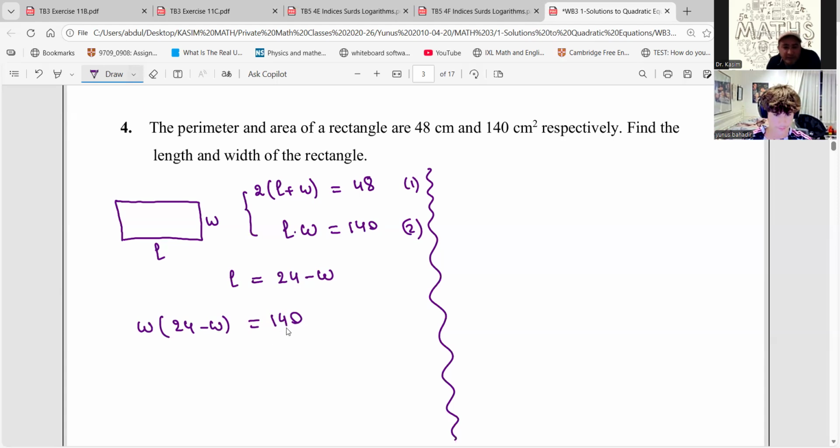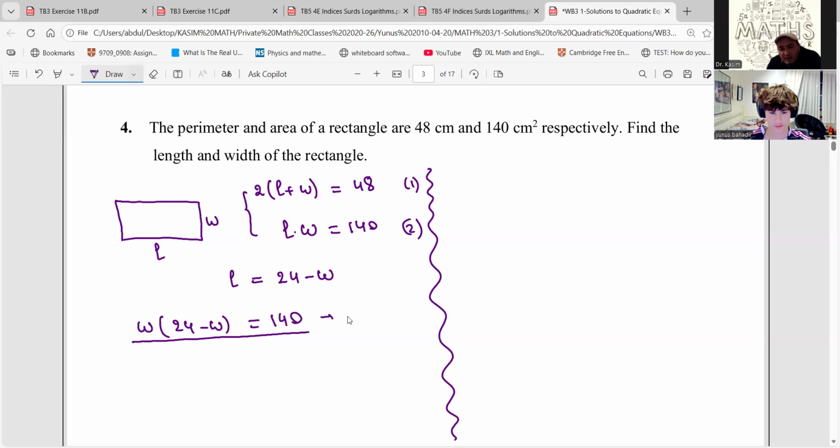Actually, since we know that W is a positive number, can you solve this by trial and guess methods? What number would be the solution here? Like, what number multiplies to 140? Can you guess a solution here, based on the perimeter and area? Look at this equation: W times (24 minus W) equals 140.